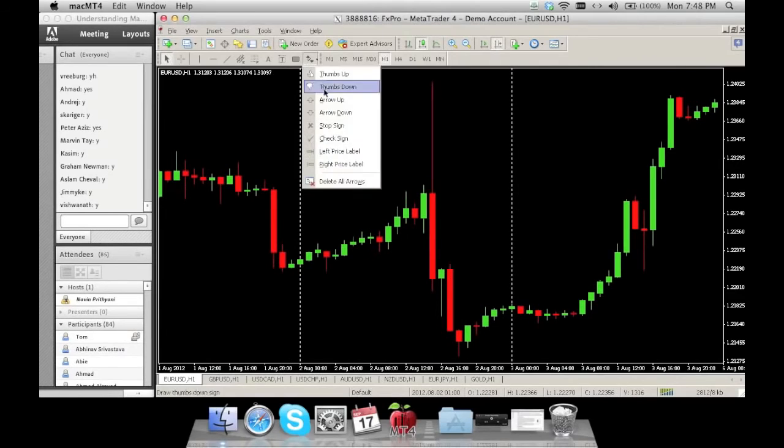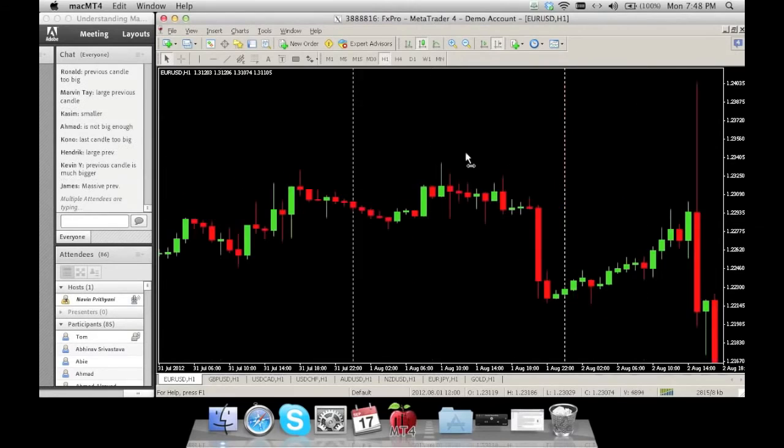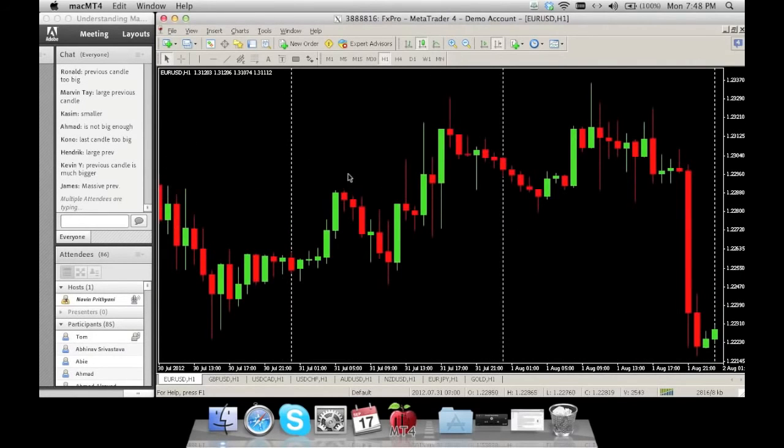Here is an exhaustion that did not work out. Why did this exhaustion not work out? Okay, Hassan says it's small. Sardar says previous candle. Abhinav says small compared to the previous. Okay, good, good. So you guys are on the right track. Let's move on, get some more examples for you guys, and then we move on to the other patterns.